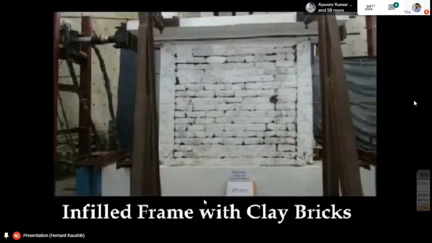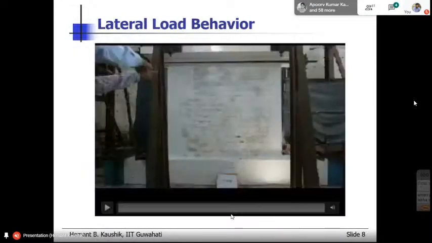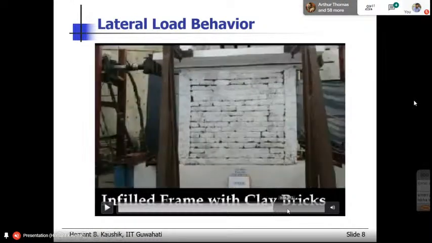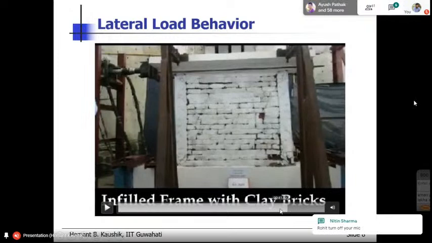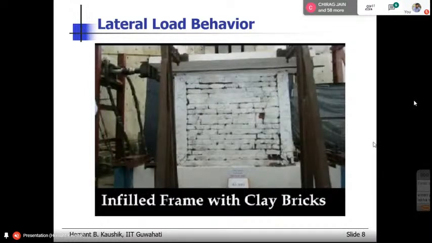Now I will stop this test here. Maybe let me show what I wanted to discuss once. Yes, maybe here. So, can you locate the location of the column where maximum damage has taken place here?